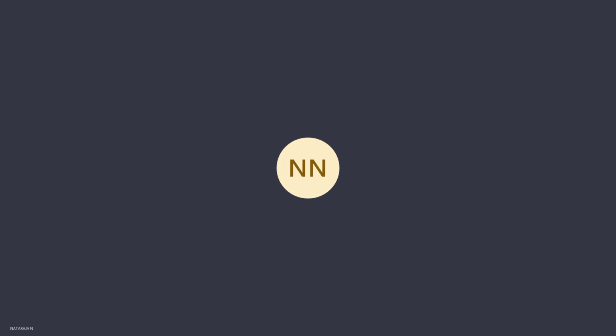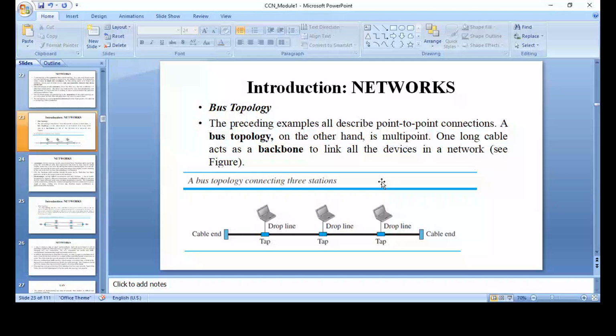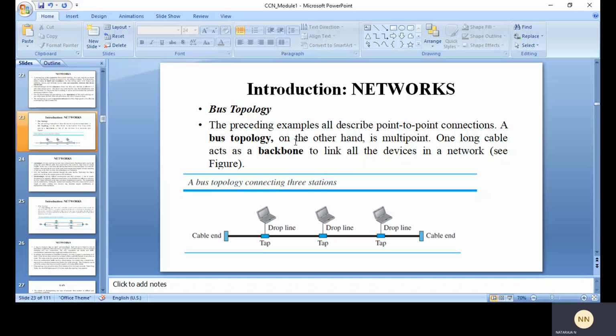We'll continue with the networks, different types of topology: star topology, bus topology, ring topology. Okay, next we'll go with bus topology. The preceding examples all describe point-to-point connections. A bus topology, on the other hand, is multipoint. One long cable acts as a backbone to link all the devices in a network.